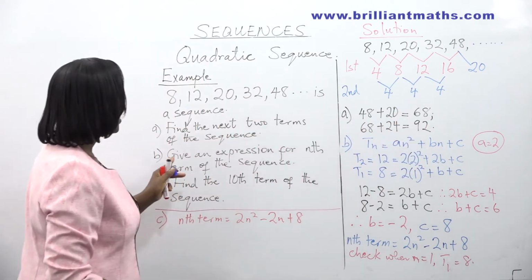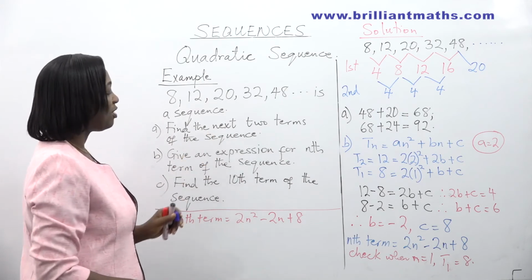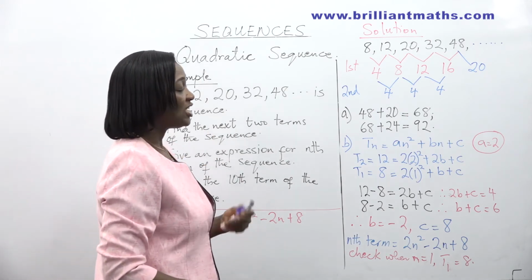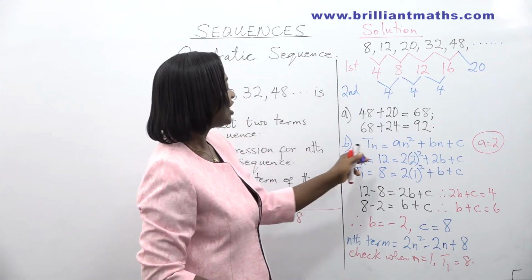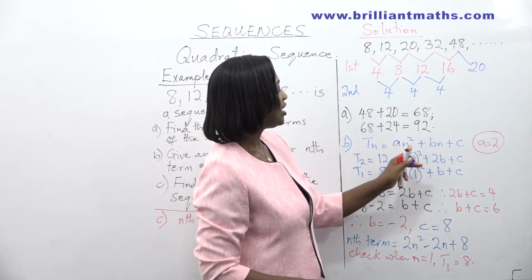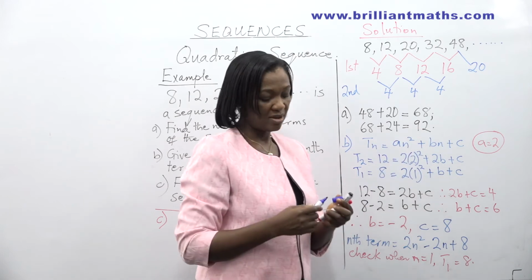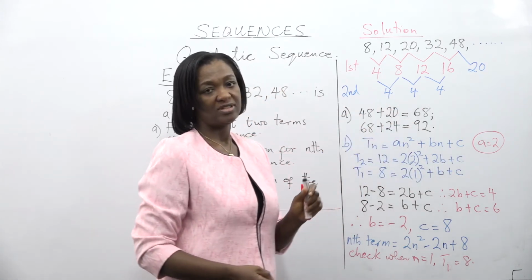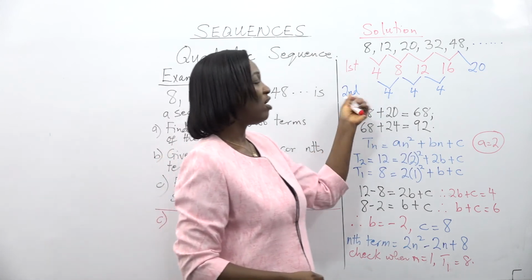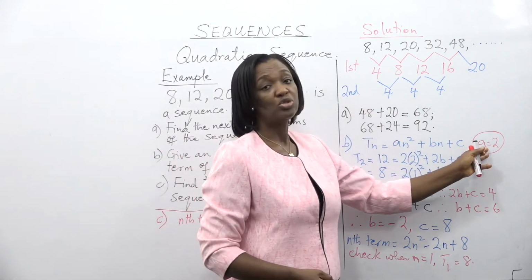So B, give an expression for the nth term of the sequence. The expression for the nth term of the sequence can be found using Tn is equal to an squared plus bn plus c, where a is half of the second difference. The second difference is 4, so half of 4 is 2, so a is equal to 2.